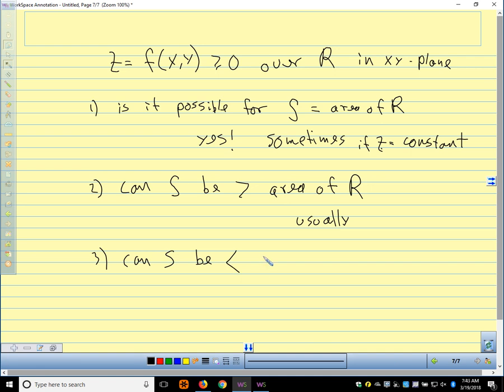Can S be less than? What if you were to have like negative? Our surface z is always positive. So can the area of a surface be less than the area in the xy plane that bounds it? Never. This is assuming that you're not going to have the problem with the integral from Calc 1 where you had a negative positive area situation. And if we're talking about physical area, then area is always positive. Possible, frequently, no.